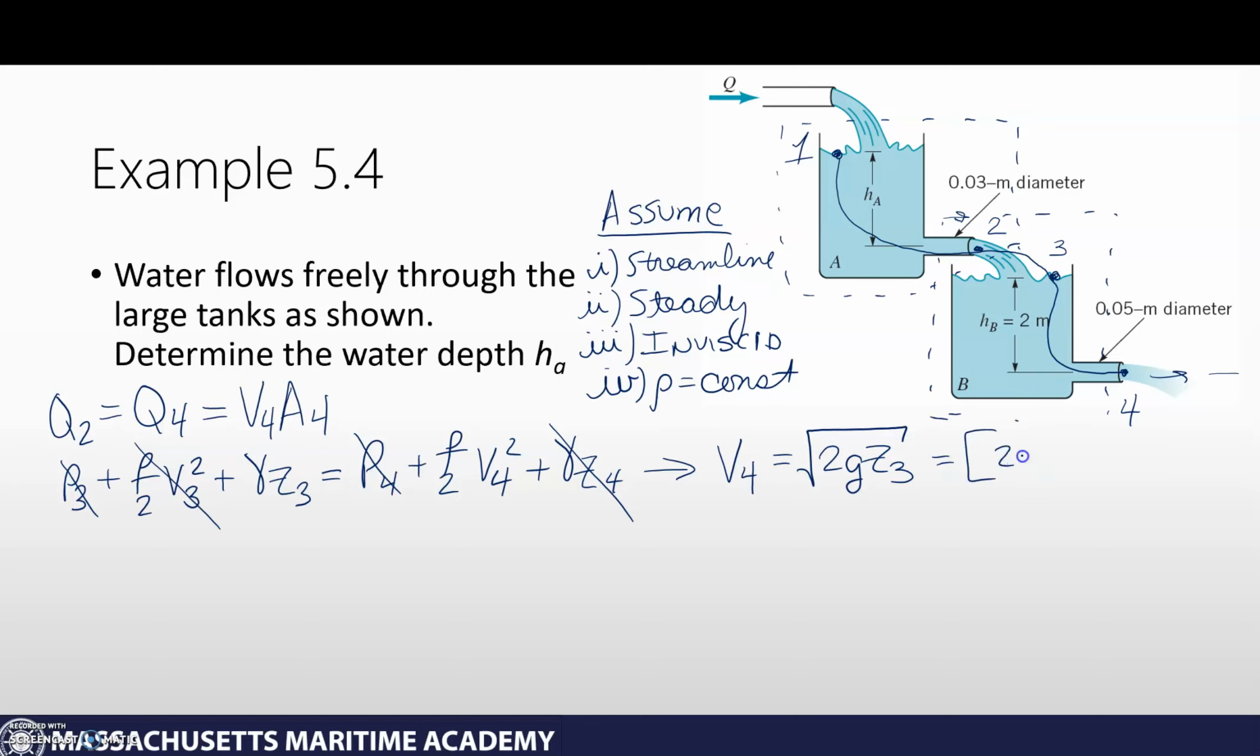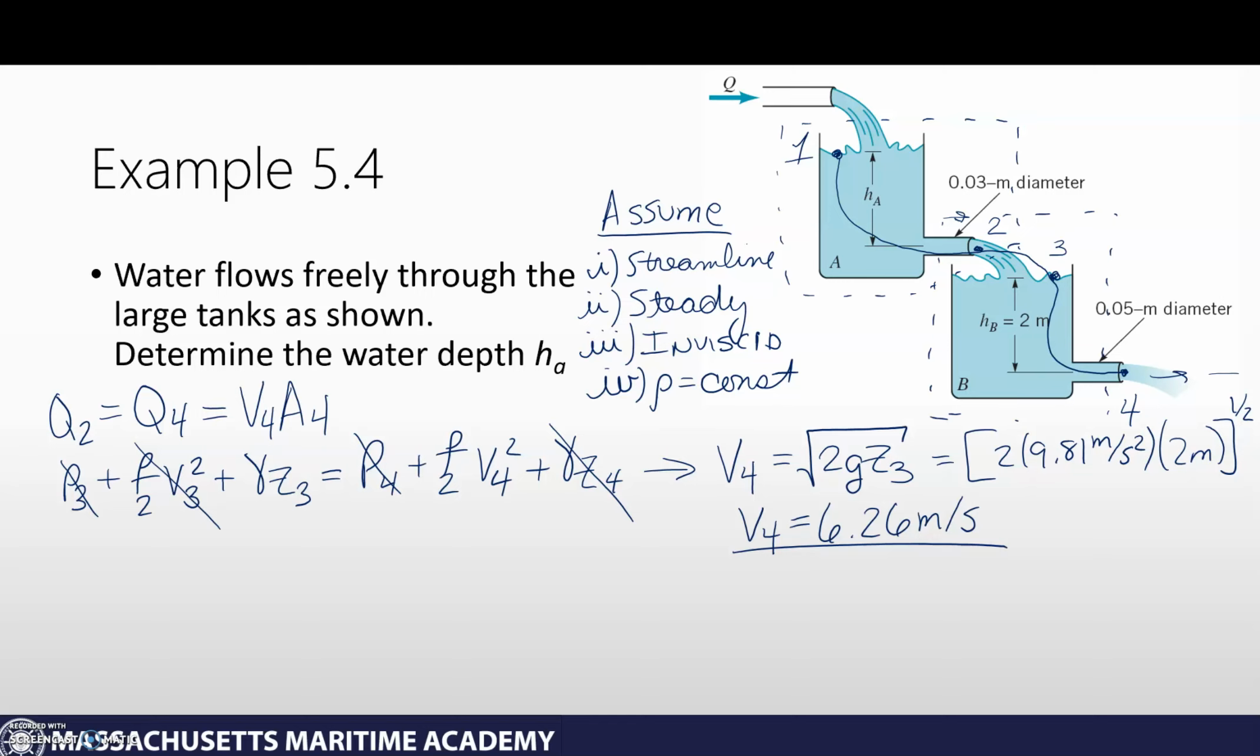So 2 times 9.81 meters per second squared, and I know that's 2 meters. And I take, oops, should be 1/2, not 2. So if I calculate that out, I can figure out that V4 is 6.26 meters per second. So now I know what the exit velocity is.